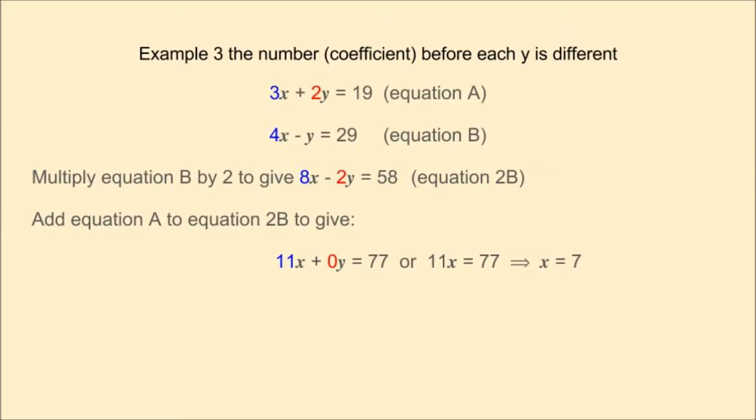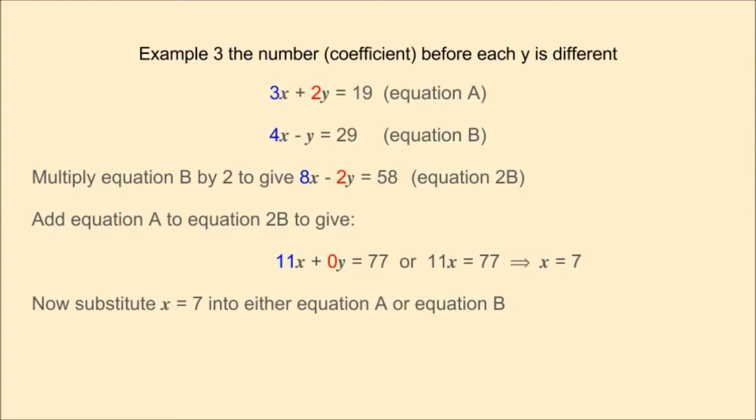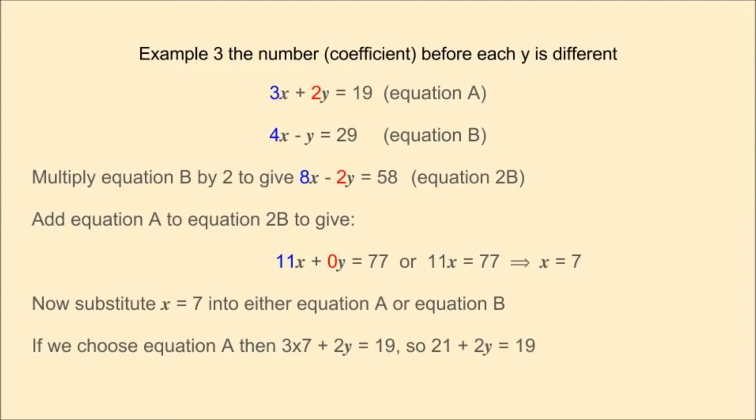Now that we've found what x is equal to, we need to find out what y is, and we substitute x equals 7 back into either equation A or equation B. If we choose equation A, then we have 3 times 7 plus 2 times y equals 19, so 21 plus 2y equals 19. Take away 21, that will give us 2y equals minus 2. So our final answer is x equals 7 and y is equal to minus 1. So the 2y equals minus 2 was divided by 2, and that gave us our y is equal to minus 1. Giving us x equals 7, y equals minus 1.